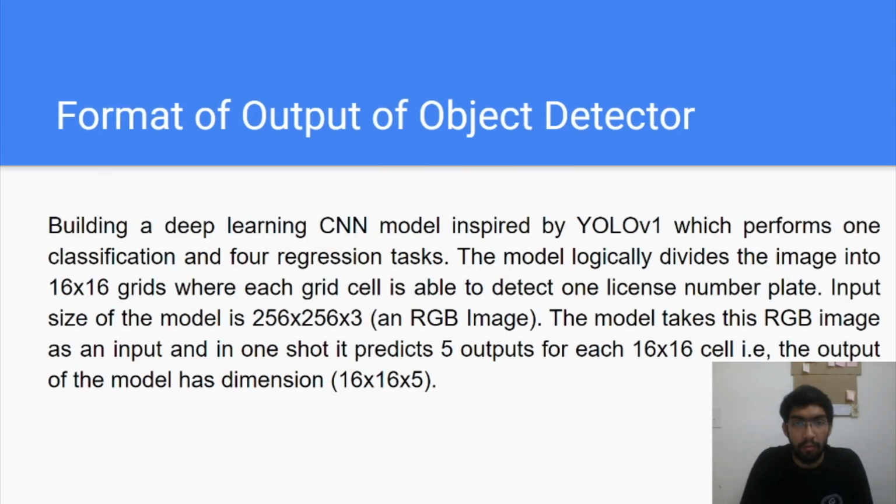The format of the output of the object detector: the object detector will divide the input image into 16x16 cells. Each cell will be responsible for detecting one object. And the output will be of 16x16x5. Each cell corresponds to one cell of the main image.